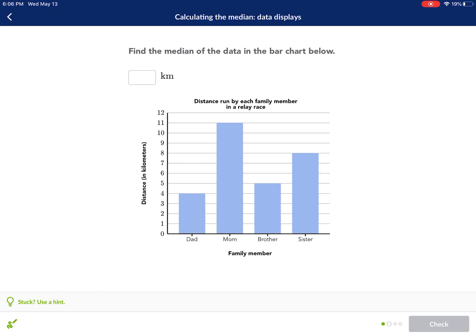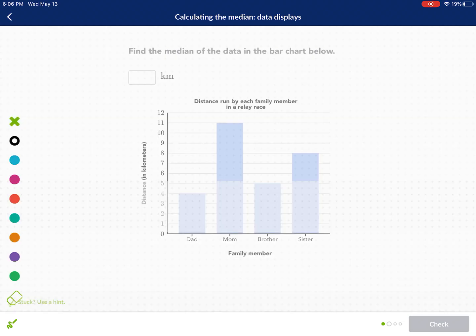Find the median of the data in the bar chart below. Dad had distance run by each family member in a relay race. Ooh, Dad went 4 kilometers. Go Mom, she went 11. Brother did 5 and sister 8. Way to go, ladies. All right, so let's see. Dad was 4, Mom was 11, Brother was 5 and sister was 8.